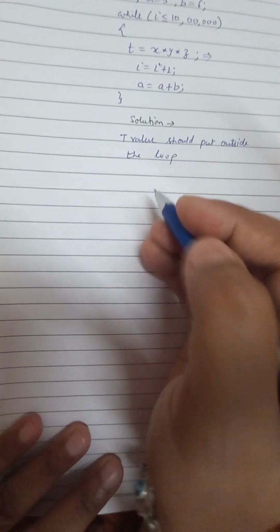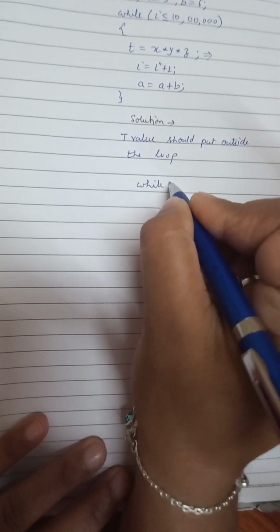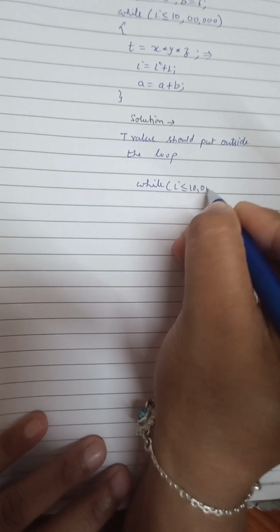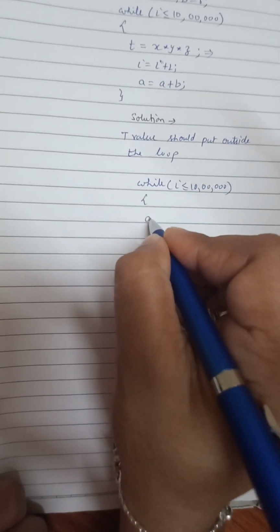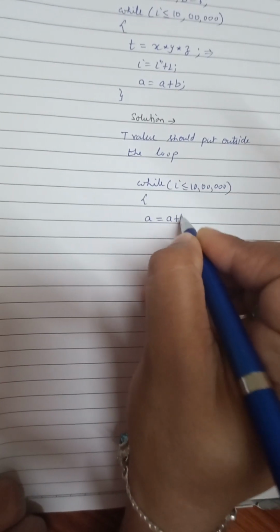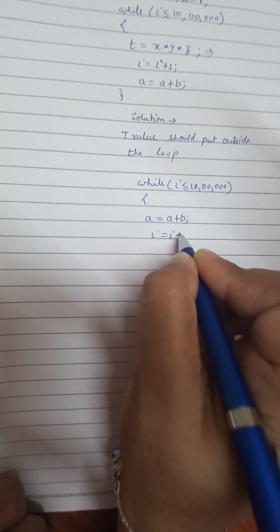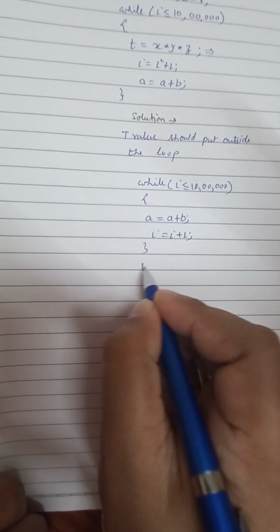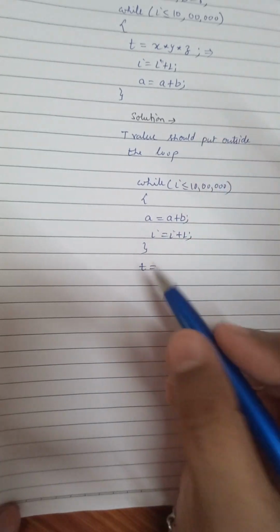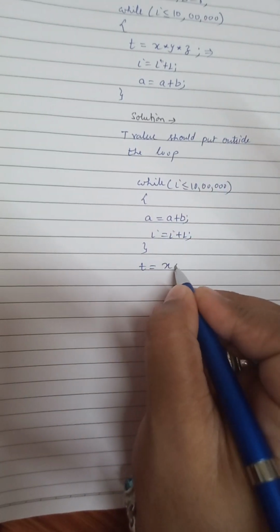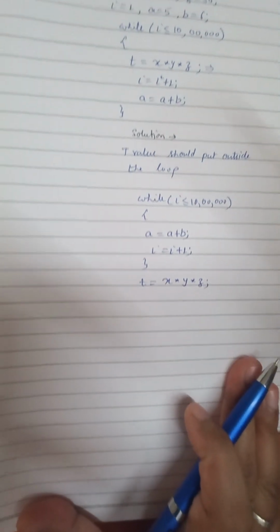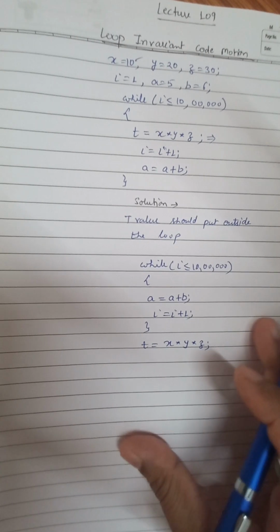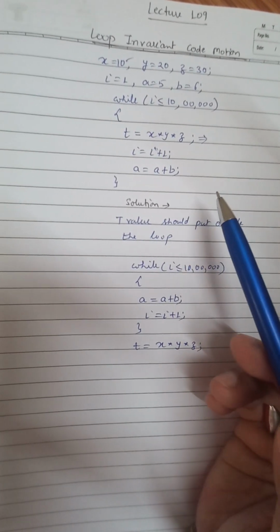So how can we write this code now? We can write while loop i is less than or equal to 10 lakh, then a is equal to a plus b and i is equal to i plus 1 should be here, and that line t should come out of the loop. So we can write like this: t is equal to x into y into z, outside the loop. So this is one example in which I am explaining the meaning of loop invariant code motion.